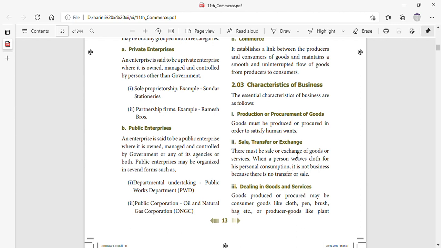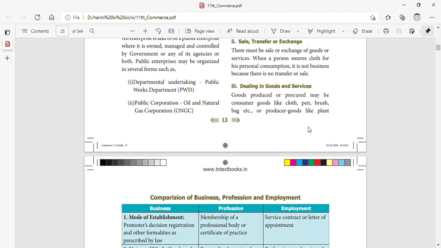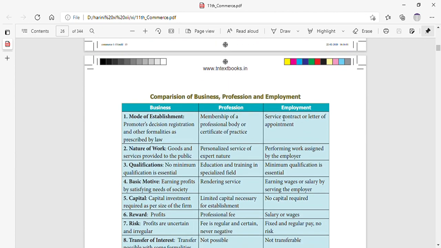So you are dealing with goods and services. What are goods? All goods are something that you can touch. For example, pen, brush, bag, all these things you can touch.